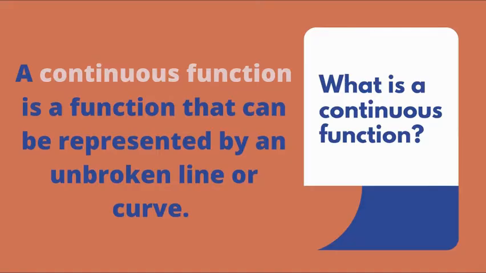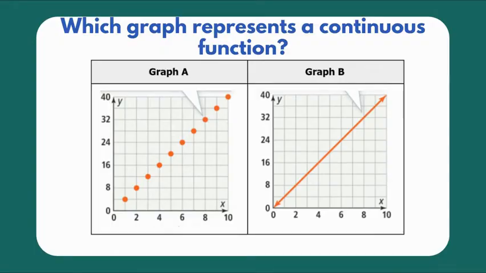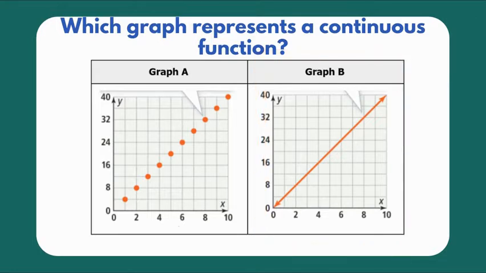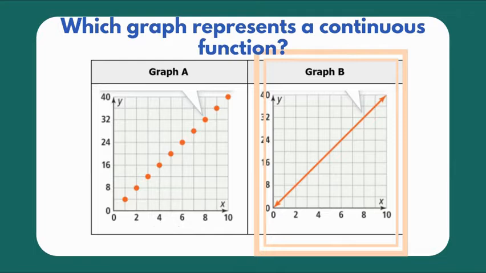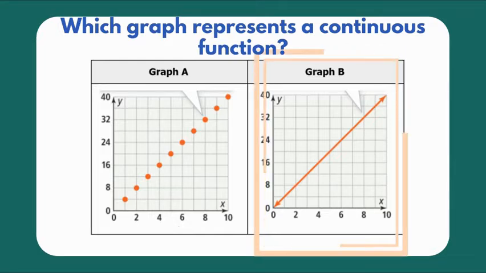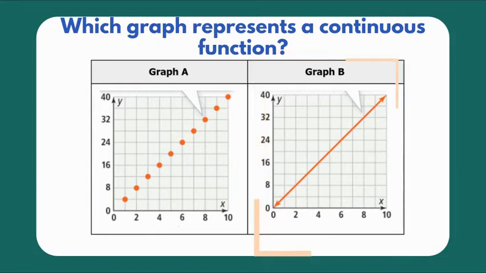So a continuous function is a function that can be represented by an unbroken line or curve. So let's look at the graphs that we just looked at and think about which of these two functions is a continuous function. Hopefully you said graph B. Graph B is an unbroken line, and so it represents a continuous function. We would say that graph A is a discrete function or a non-continuous function.